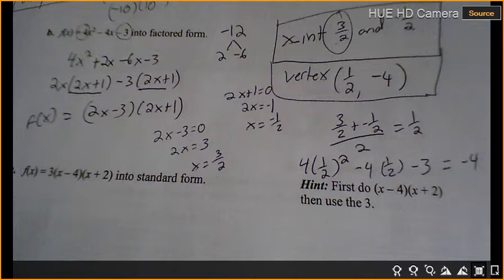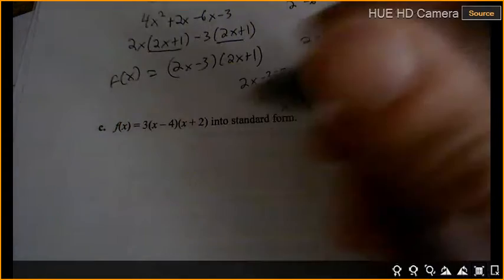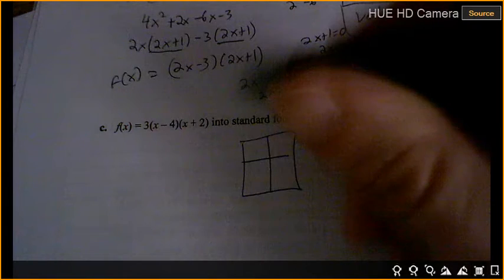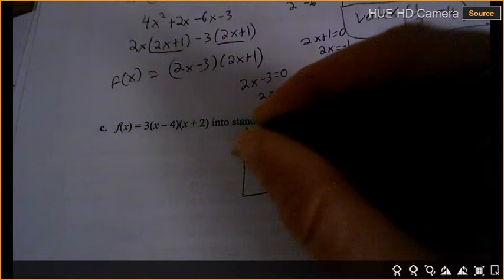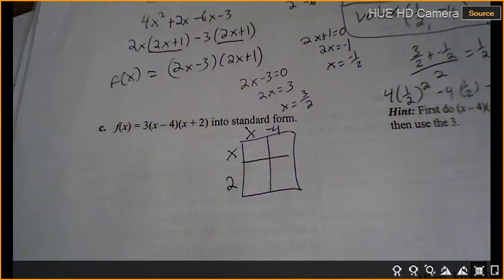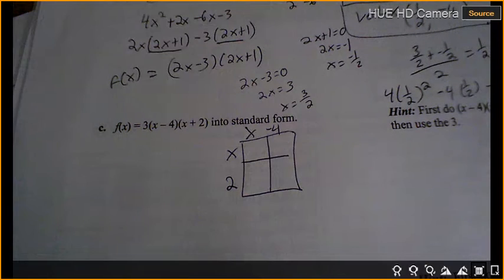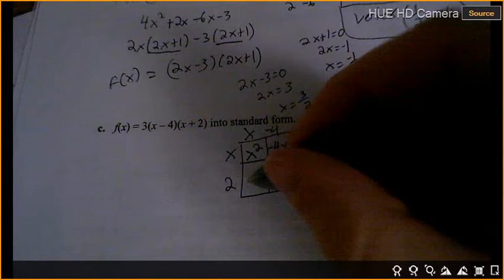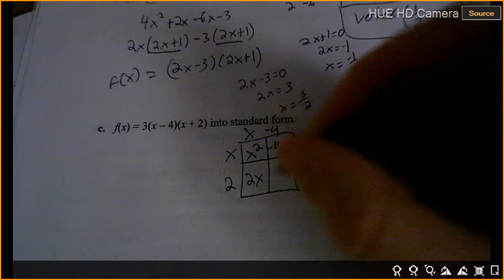All right. For C, it is in factored form, and I want to make it in vertex form. I think these are more fun to do because I'm just putting the things on the outside of the box. So I'm going to ignore that 3 in front first. And I'm going to have x minus 4 and x plus 2. Does it matter which one you put on the side or which one you put on the top? No. X times x is x squared. X times negative 4 is negative 4x. X times 2 is 2x. And 2 times negative 4 is negative 8.